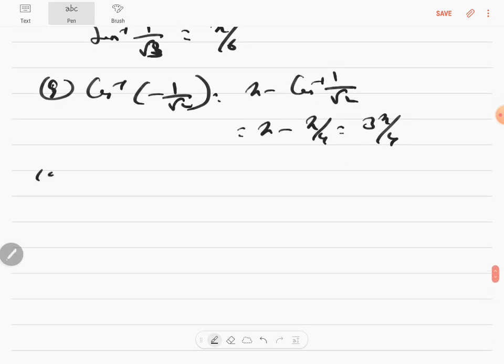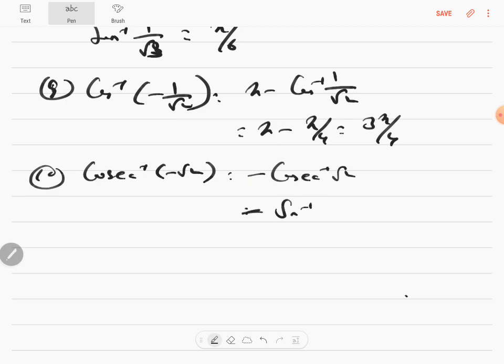Let's go to the 10th question. Cosecant inverse of minus root 2. Cosecant inverse of minus root 2 is not among cos, secant and cot, so it doesn't come under that bracket. So minus cosecant inverse of root 2, which will be minus sine inverse of 1 by root 2, which is minus pi by 4. So that's the next question. Then the 11th question.